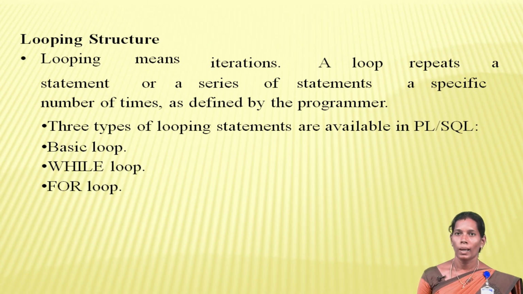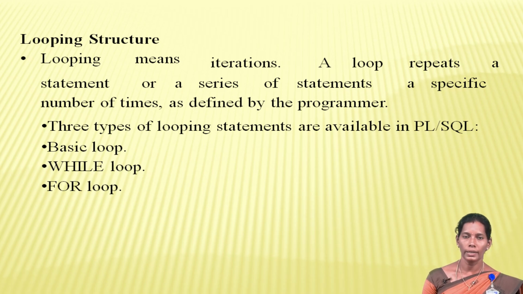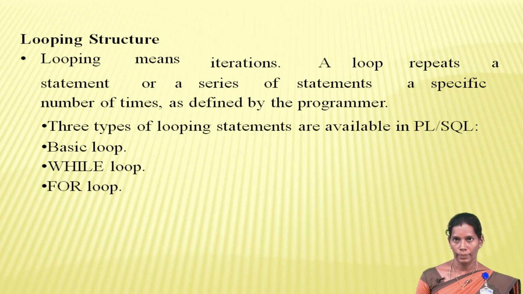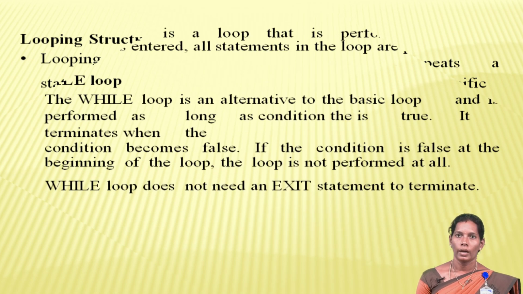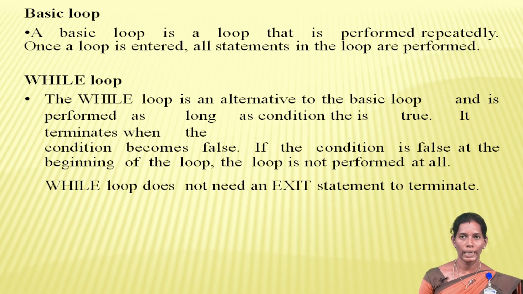Looping structure. Looping means iteration. A loop repeats a statement or a series of statements a specific number of times as defined by a programmer. There are three types of looping statements available in PL/SQL: the first one, basic loop, then while loop, and then for loop. I have introduced first one, basic loop.